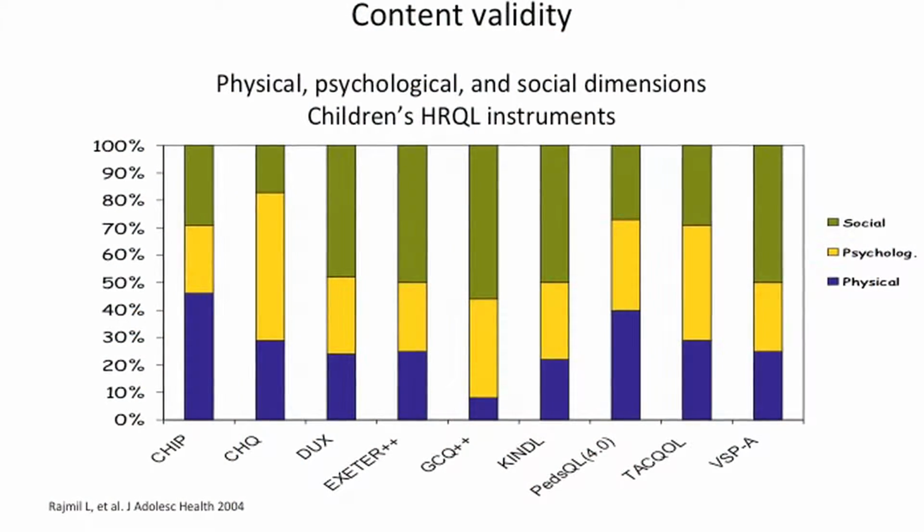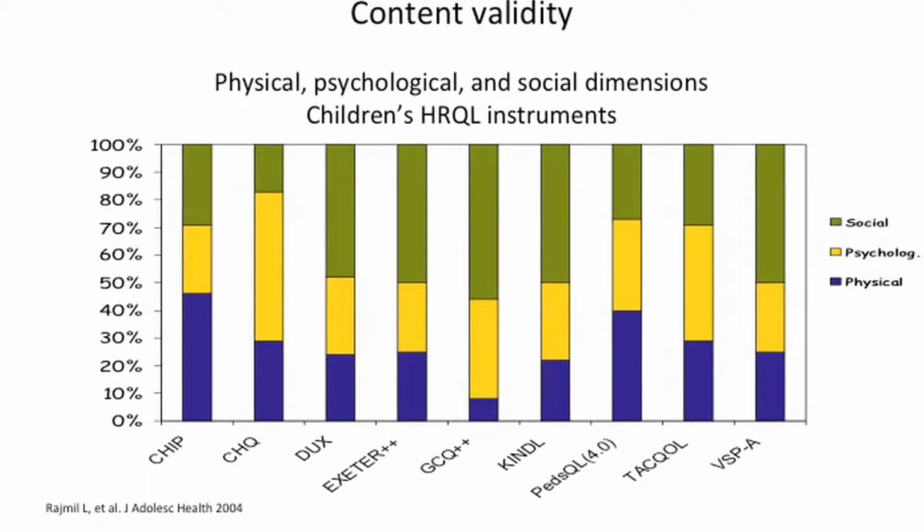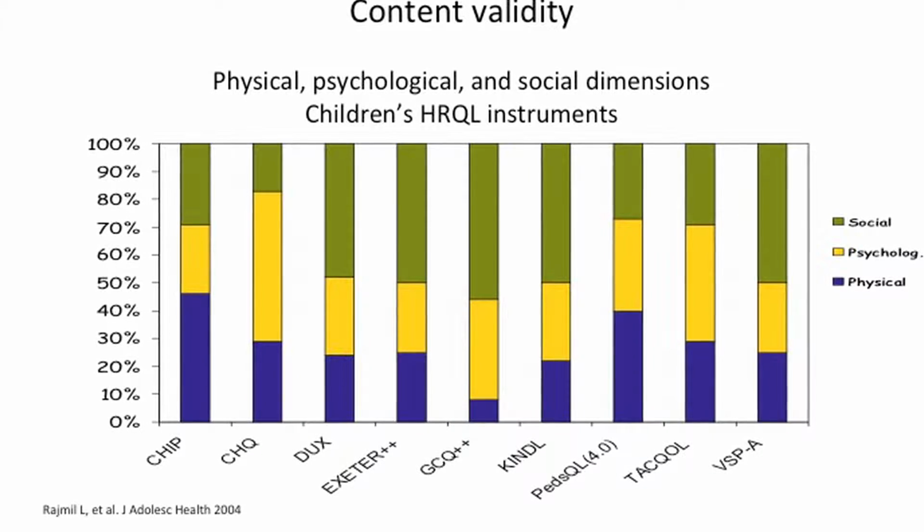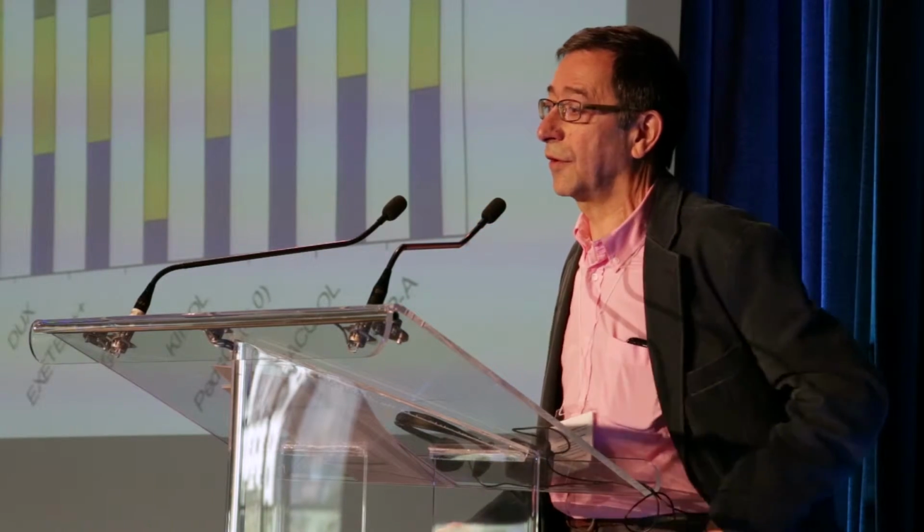Currently, there are more than 100 standardized instruments addressed to assess health-related quality of life in children. Looking at the content of dimensions and items, for example, this is an example of 9 instruments. Looking at the content in terms of physical, psychological, and social aspects, you can see that these instruments have great variability in the proportion of items addressed to each one of these main aspects of health, according to the WHO definition.